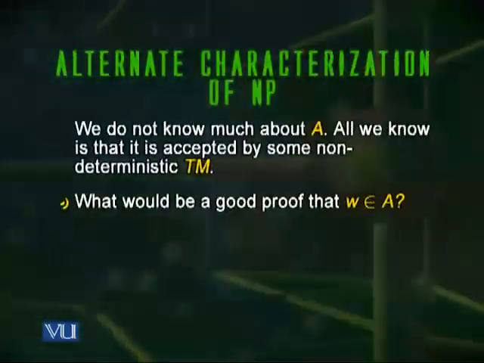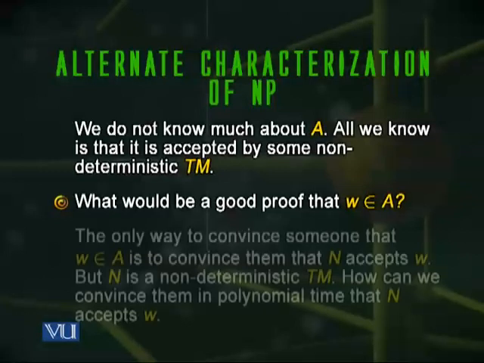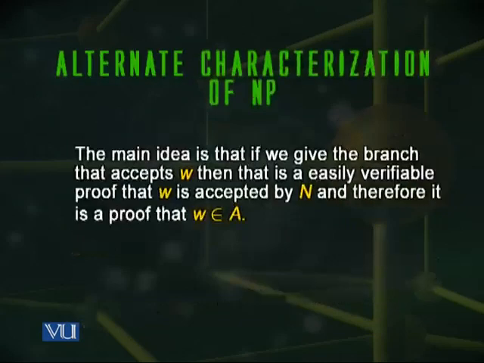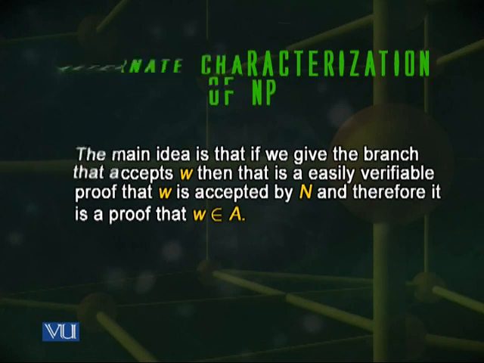So let us look at the details of this proof. What would be a good proof that W is in A? The only way we can convince someone that W is in A is to convince them that N accepts W. But N is a non-deterministic Turing machine. The main idea is if we give the branch that accepts W, that is an easily verifiable proof that W is accepted by N, and therefore it is a proof that W is in A.